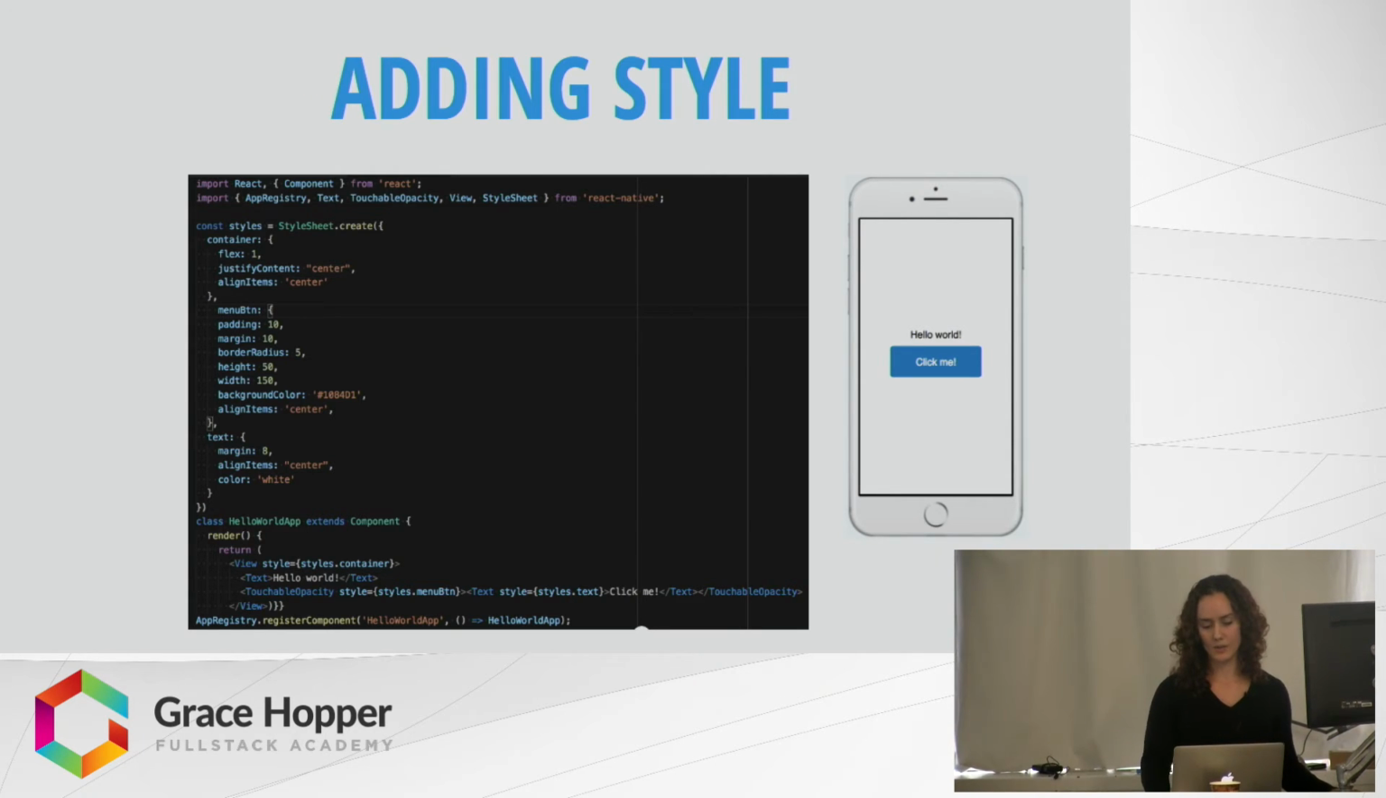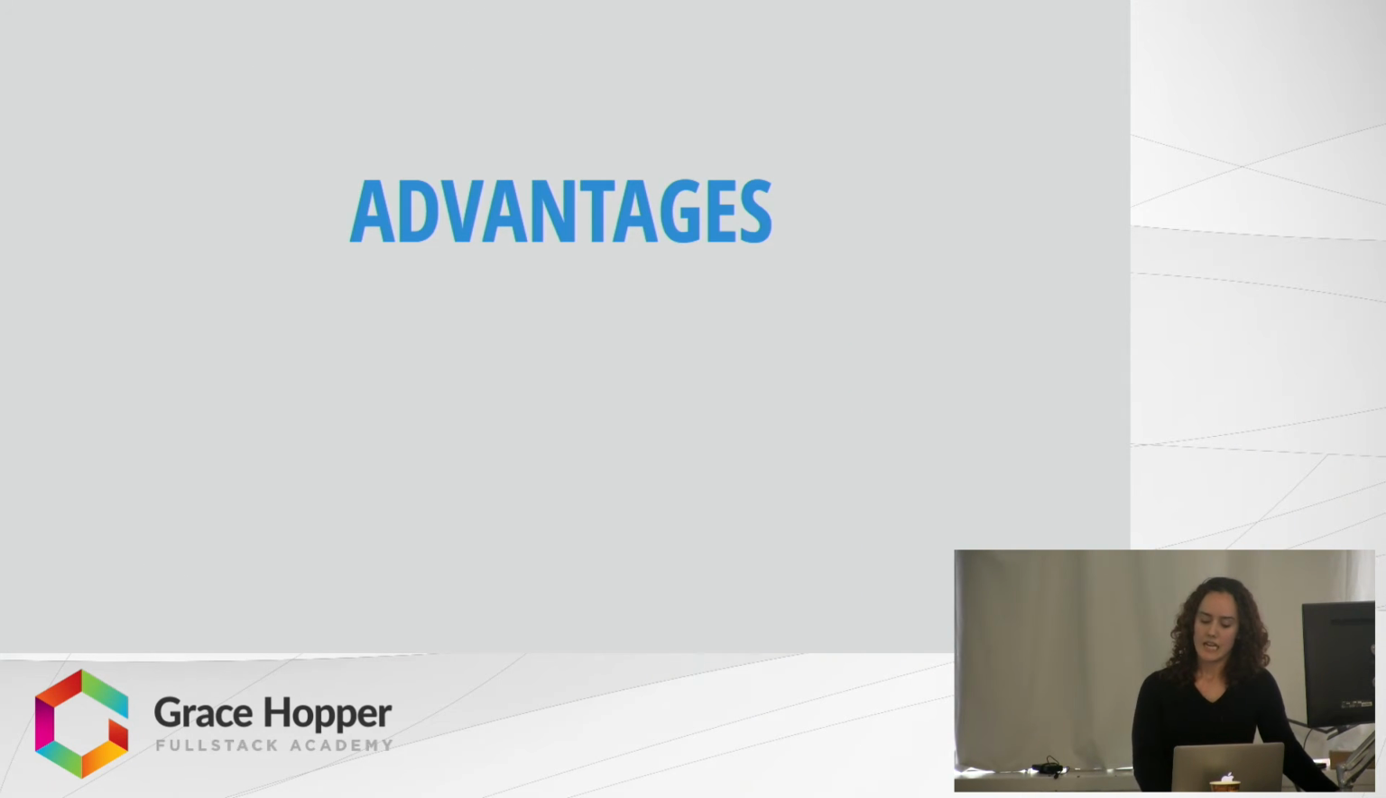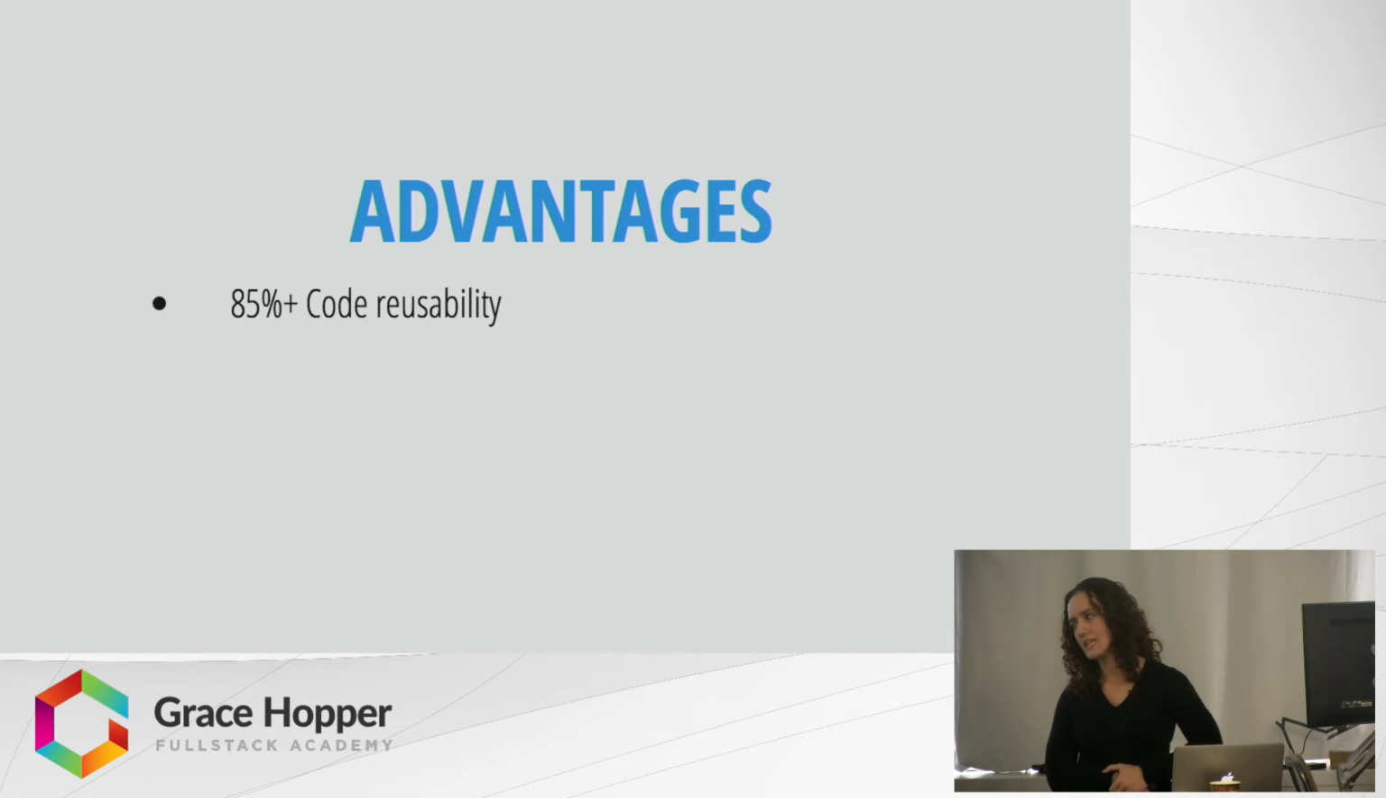OK, now these are some examples of native applications that have been built with React Native. Some advantages of React Native are there is an 80% plus code reusability. This is what the React Native team claims, that you can actually use the same code you use to build your iOS app to build your Android app, and you just need to change different native things that are different in the 2 platforms.